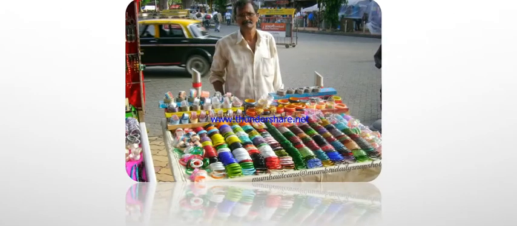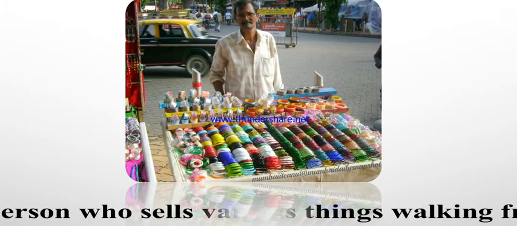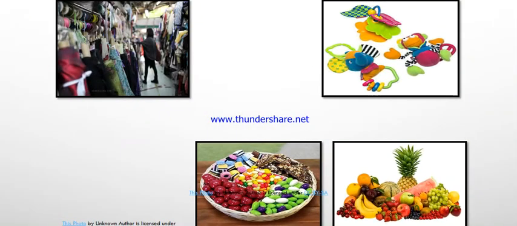So what do we think? What do we see in our mind? We see a middle-aged person selling something interesting, standing beside the road or a busy place or in front of a market. So a person who sells various things walking from street to street is called a street hawker. Now, what does he sell in the street? We see he sells different types of things, isn't it?